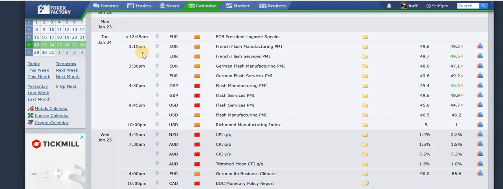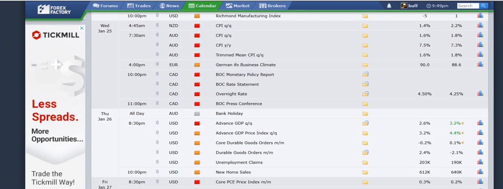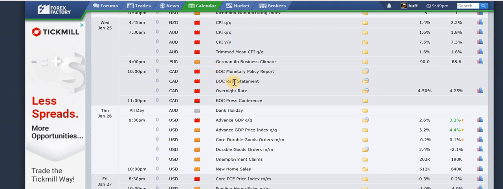Let's have a look here. Nothing on Monday. Tuesday, we've got the flash manufacturing numbers out of the UK and the US. And Wednesday, we've got CPI numbers out of New Zealand and Australia. And further on Wednesday, let's go down. Looks like there's a bit of news this week. Canadian interest rate news, so they're expecting a rate rise there, so be careful. That's probably your big news for the CAD. And USD advanced GDP on the Thursday, and of course the PCE price index on the Friday.